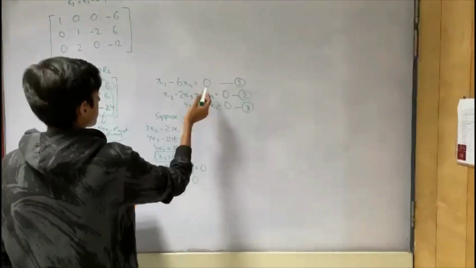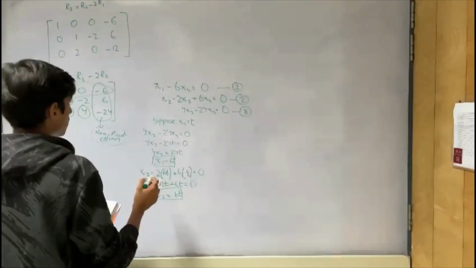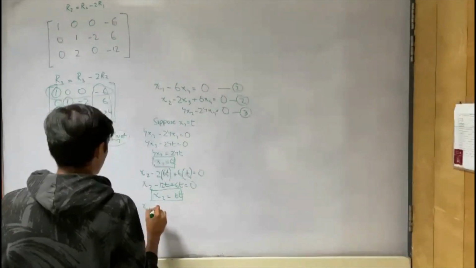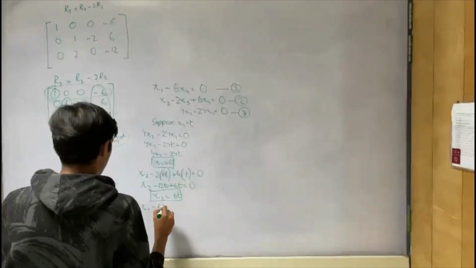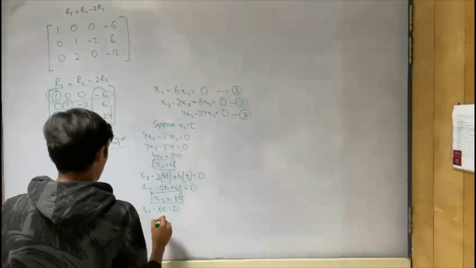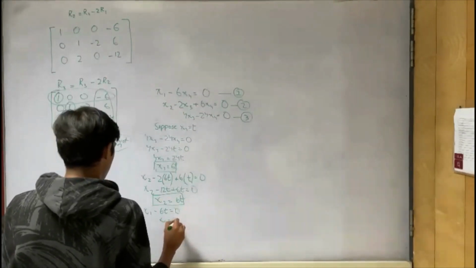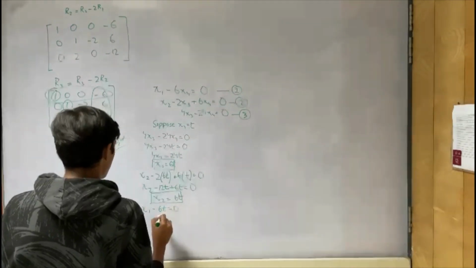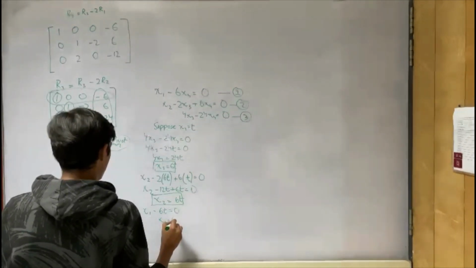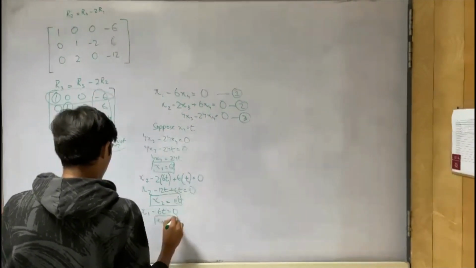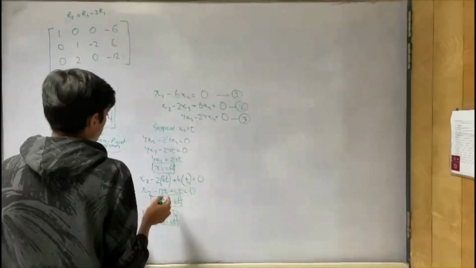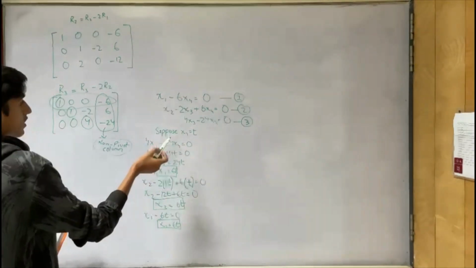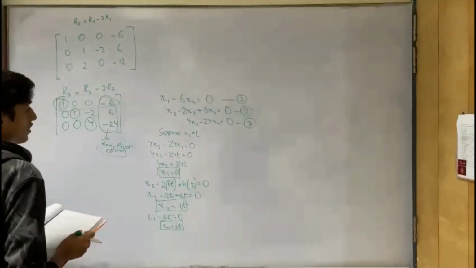Lastly we will substitute these values into equation 1, and that would be x1 minus 6t equals 0, and x1 would also be 6t. Now we got the values of x1, x2, x3 and x4 in terms of t.